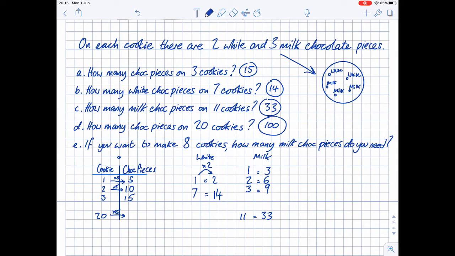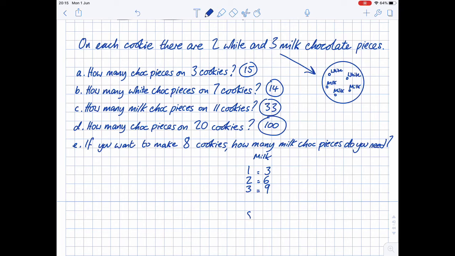And the last one is asking you, if you want to make 8 cookies, how many milk chocolate pieces do you need? Okay, so just so it doesn't get in the way, I'll get rid of all that because I don't need it anymore. And I'm back onto just my milk chocolate pieces. So this time I want to make 8 cookies. Should be down here, wouldn't it? How many milk chocolate pieces? Well, there's 3 on each cookie. 8 times 3 is 24. So that's how many milk chocolate pieces I'd need.